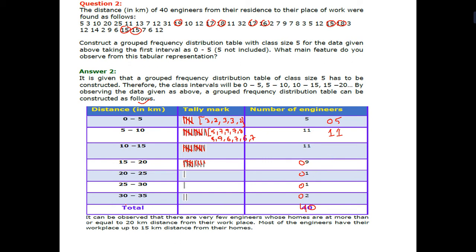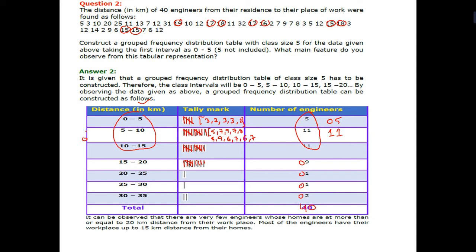Now question is what? It can be observed that there are very few engineers who are at home more than or equal to 20 kilometers from their workplace. Most of the engineers have their workplace up to 15 kilometer distance from their homes. Means more number of engineers live near their home.